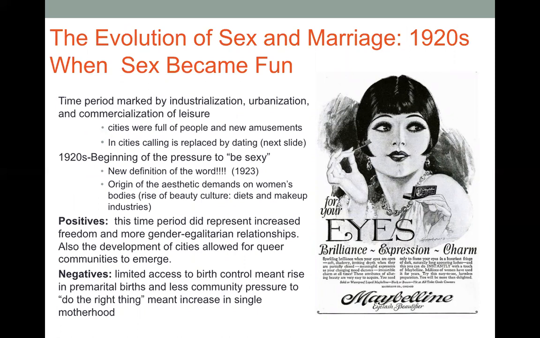We continue to progress. And as our factories get bigger and the cities grow around them, this continues to change what sex and marriage and love look like in society. So as we go into the 1900s, this time period is marked by industrialization, by urbanization, the growth of cities I've already mentioned, and by the commercialization of leisure, because that's the other thing.